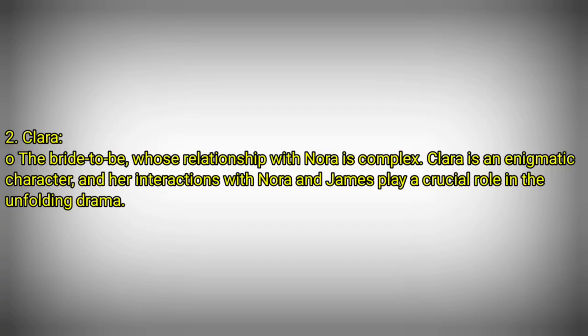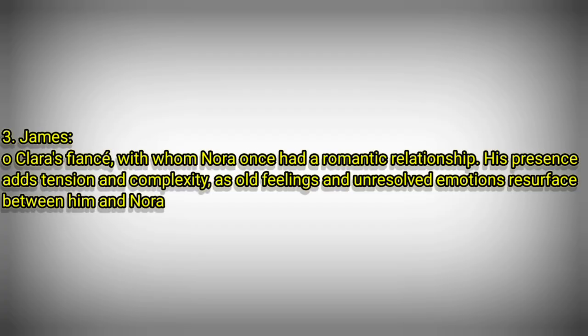2. Clara. The bride-to-be whose relationship with Nora is complex. Clara is an enigmatic character, and her interactions with Nora and James play a crucial role in the unfolding drama. 3. James. Clara's fiancé, with whom Nora once had a romantic relationship. His presence adds tension and complexity as old feelings and unresolved emotions resurface between him and Nora.